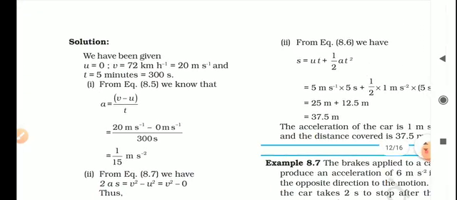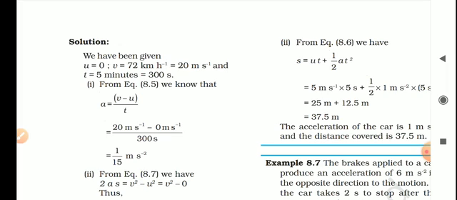So first write down the given data. We have been given u equal to 0 because at the beginning the train is at rest, so the initial velocity will be 0. V equal to 72 km per hour. Now 72 into 5 by 18 will be equal to 20 meter per second. Whenever you have to convert kilometer per hour into meter per second, multiply the kilometer per hour value by 5 by 18 and you will get the answer in meter per second. Time t equal to 5 minutes, that is 300 seconds.